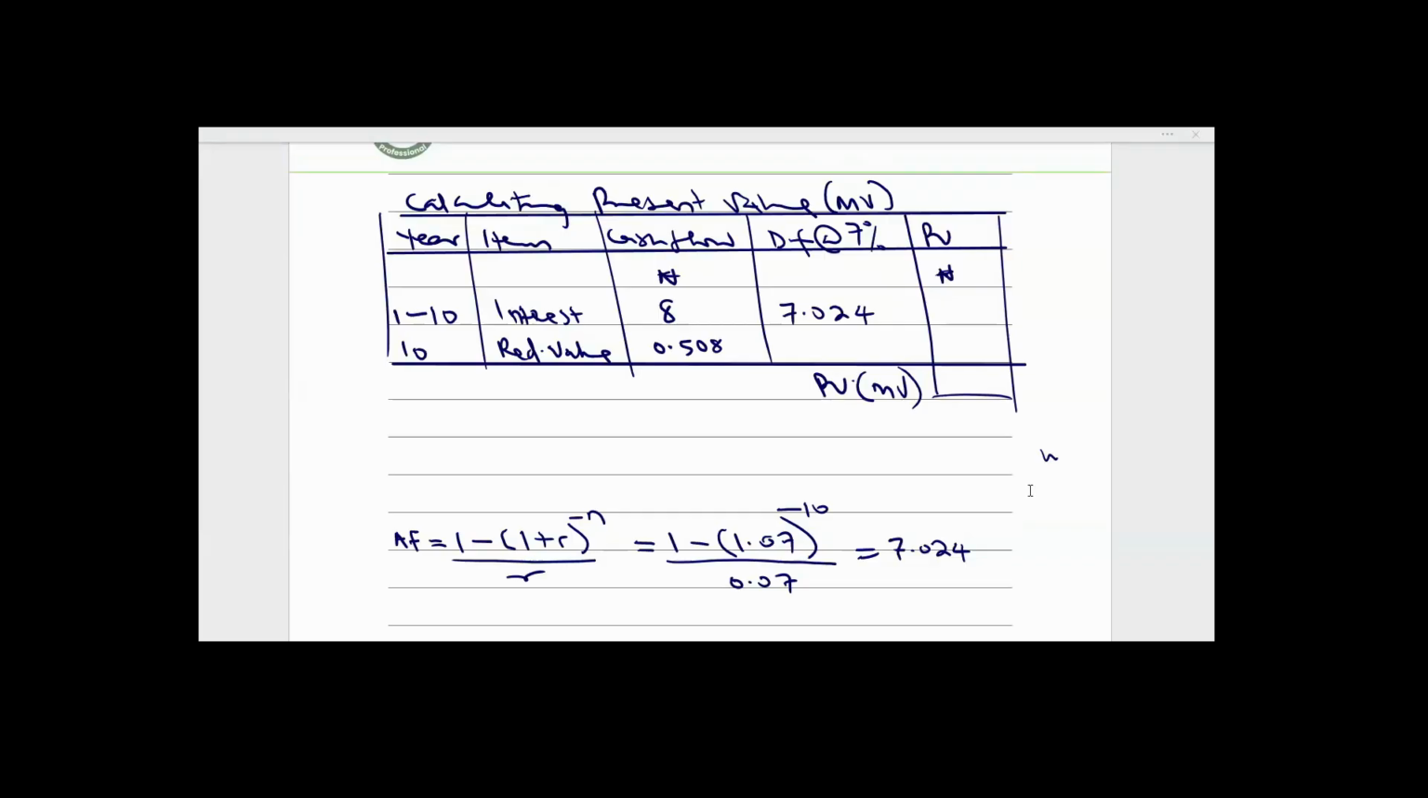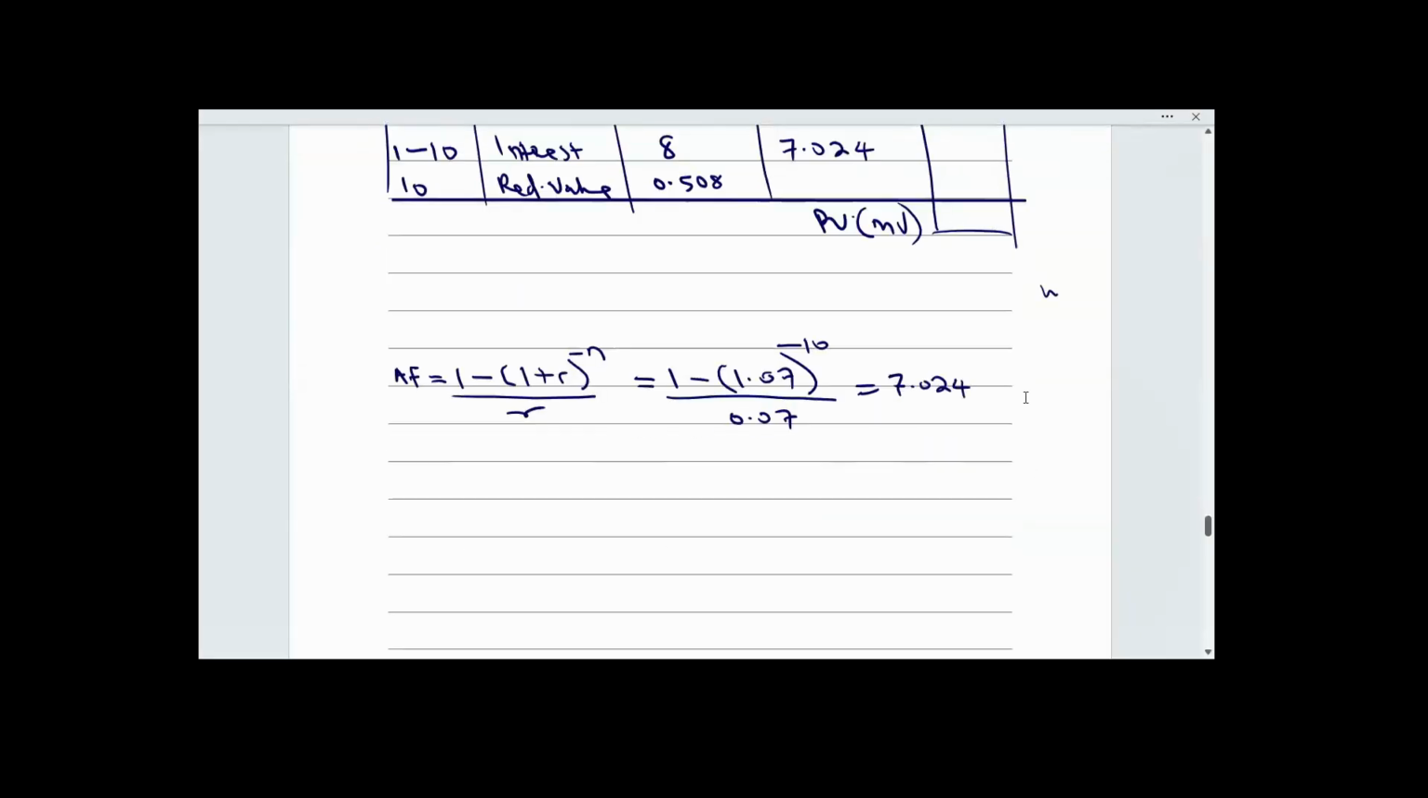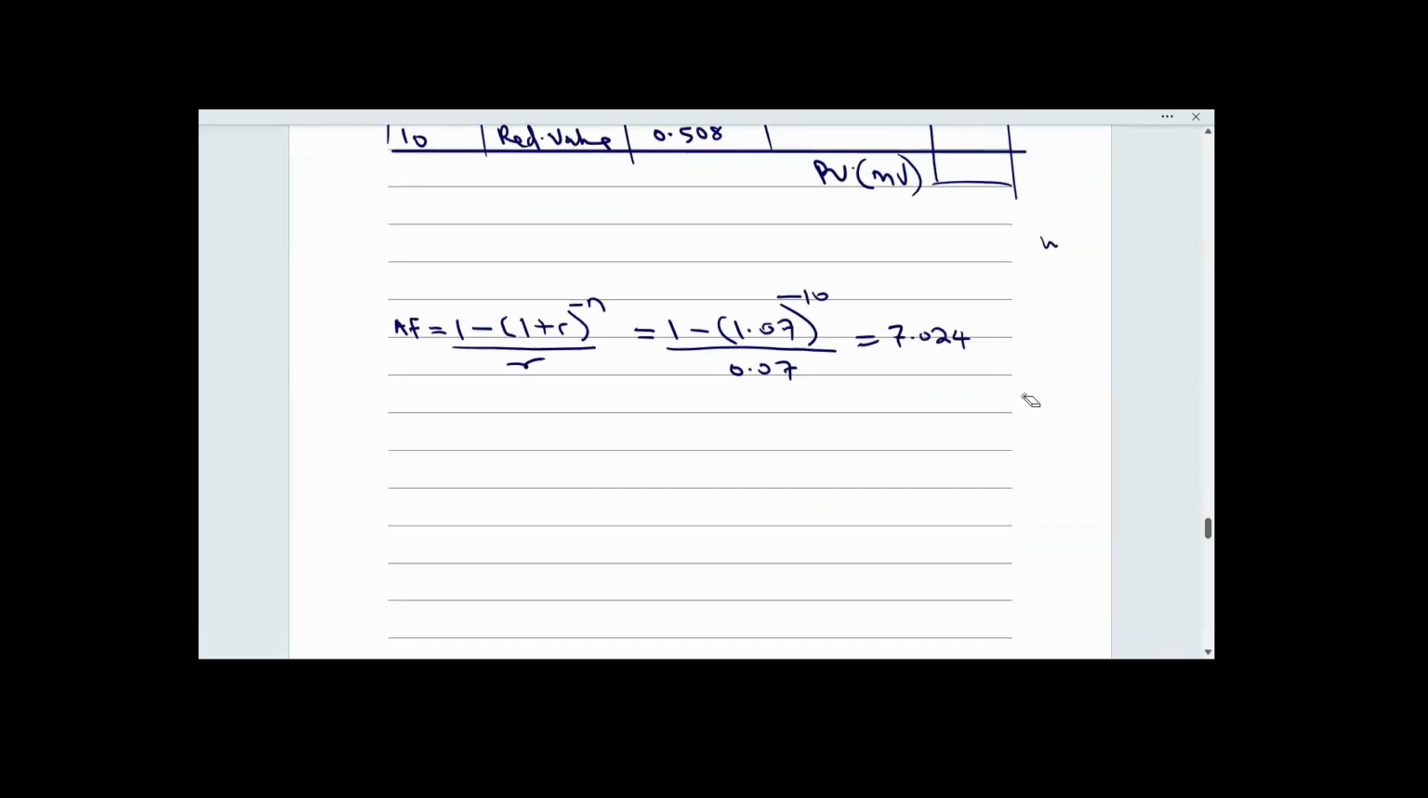Yes, Blessing, have you tried it? Yes, sir. Sunday, have you tried it? Yes, sir. Did you get 7.024? Yes, sir. Femi, did you get 7.024? Okay, I think you said you got it, but you approximated. Yeah, okay. So Victor, go ahead.